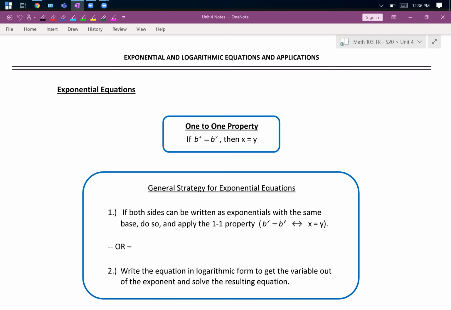This property says if b to the x is equal to b to the y, then x is equal to y. Basically, what it's saying is that if you can rewrite your equation so that you have one term on each side of the equation, and if each of those terms can be rewritten as the same exponential base, then all you need to do is set the exponents equal to each other.